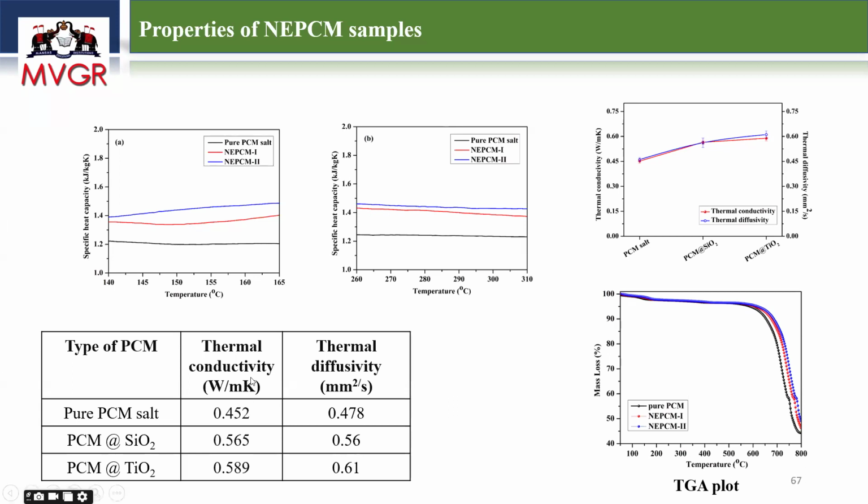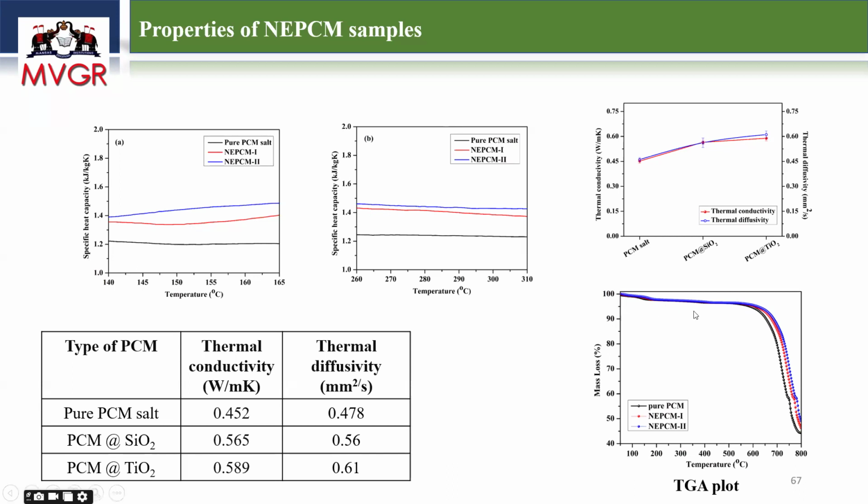Apart from that, we are checking the thermal conductivity. Here the thermal conductivity value was improved. My pure PCM thermal conductivity value was 0.452. Once you coat with silicon oxide, it is slightly improved. And if you coat with titanium oxide, it is slightly improved. Why? Because here I was making the shell made of silicon oxide and titanium oxide. These silicon and titanium compounds have high thermal conductivity as compared to the salt material. That's why the thermal conductivity is slightly improved.